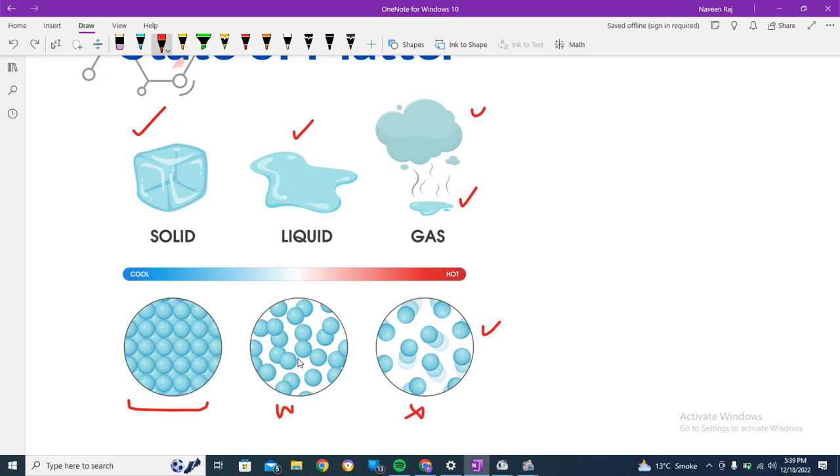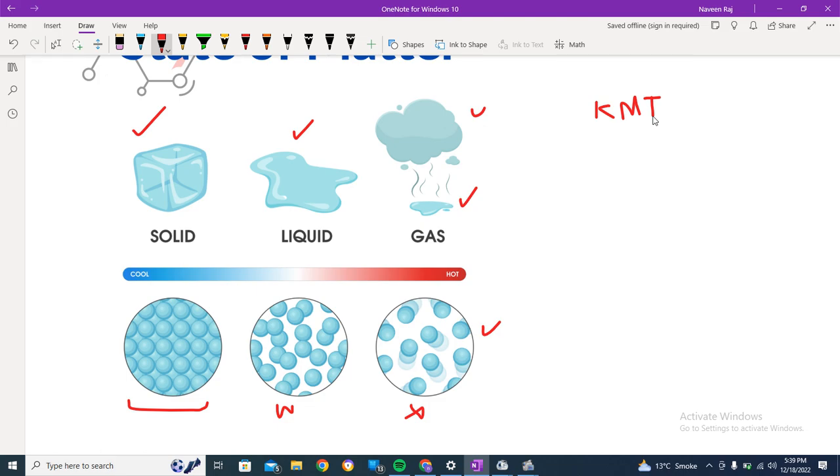And if we talk about KMT, basically what KMT is: KMT is the kinetic molecular theory. The kinetic molecular theory is a theory which explains the behavior of the states of matter.